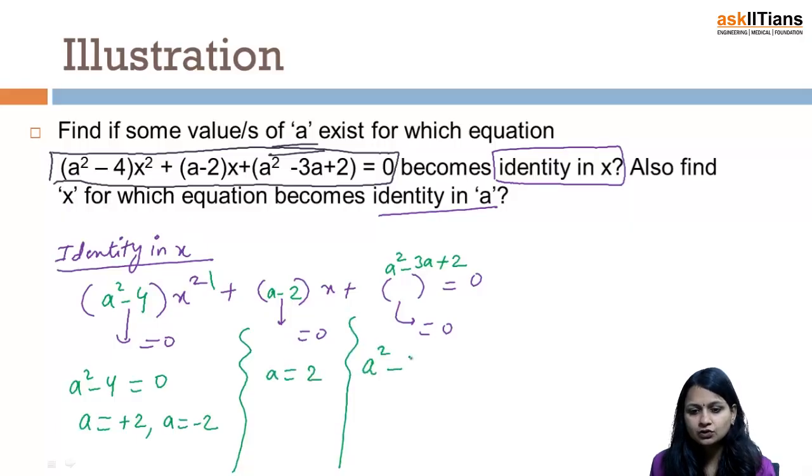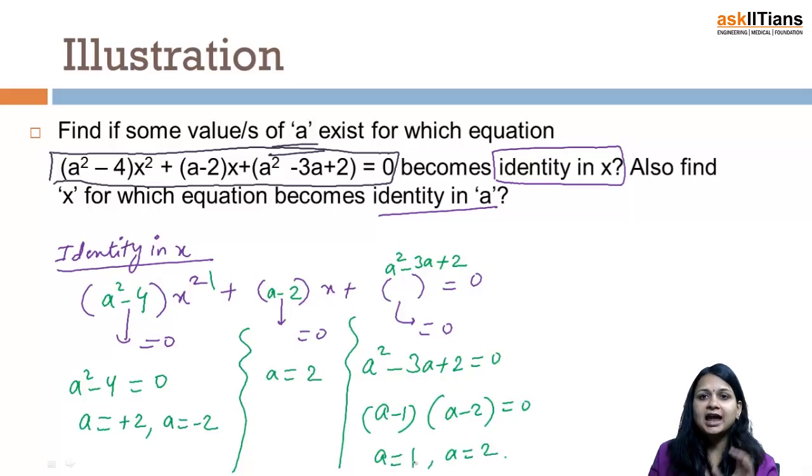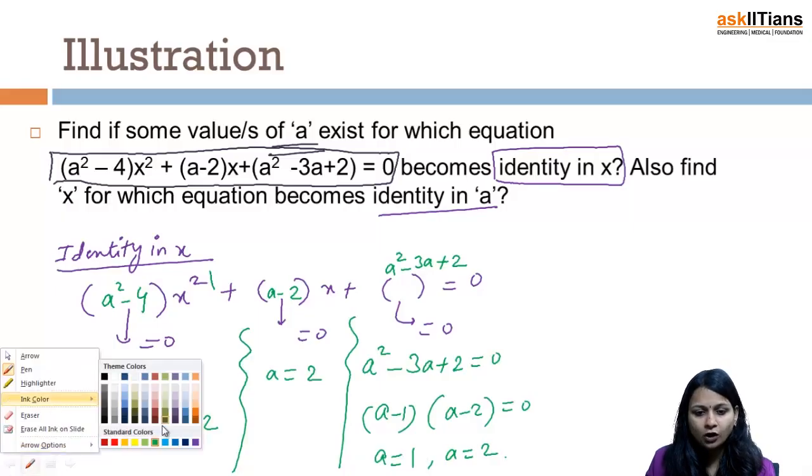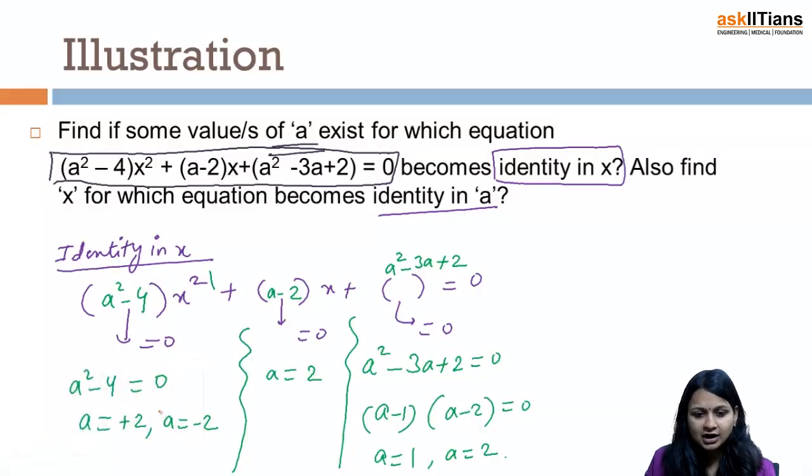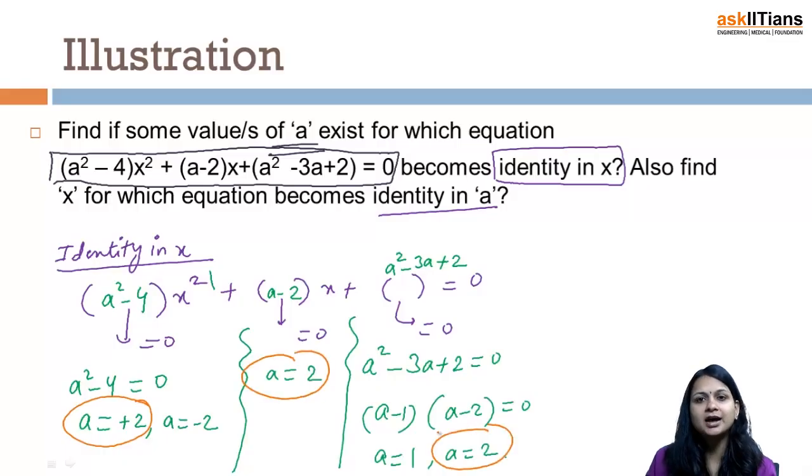Solving this, A square minus 3A plus 2 equal to 0, I have (A minus 1) into (A minus 2) equal to 0. That gives me A equal to 1 and A equal to 2. Is there any common value of A that basically makes all of them 0? Yeah, I have. A equal to 2, A equal to 2, A equal to 2. So that becomes my answer. Let's solve the next part.